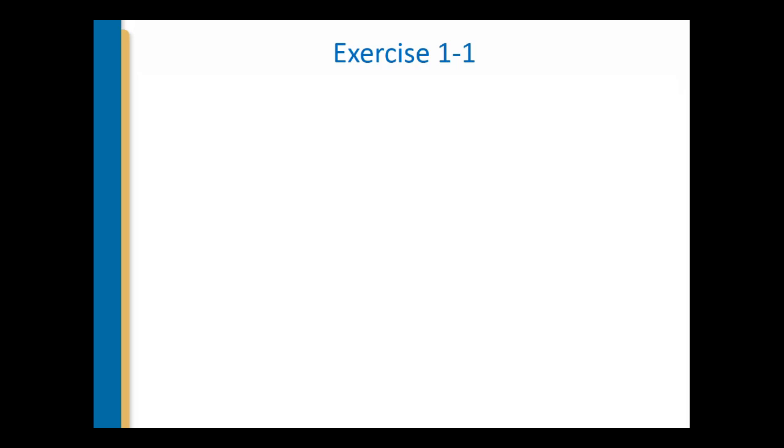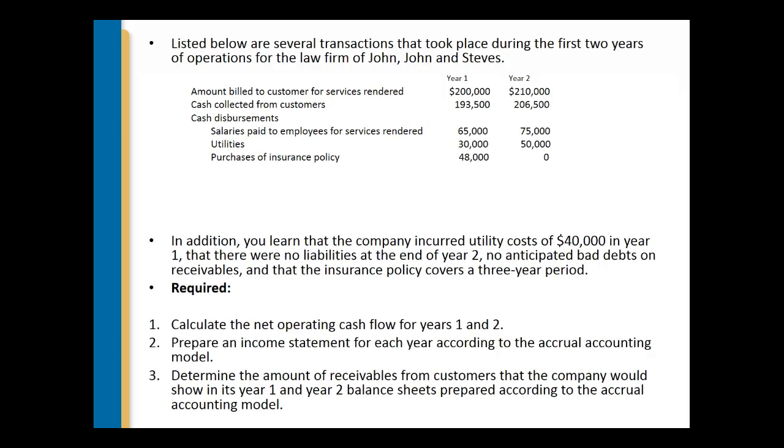Let's take a look at exercise 1.1 in the back of this chapter. So as you see, listed below are some transactions that took place during the first 2 years of operations for the law firm of John and Steves. You see amounts billed to customers for services rendered. In year 1, we had $200,000. In year 2, we had $210,000. Then cash collected from customers. In year 1, we had $193,500. In year 2, we had $206,500.